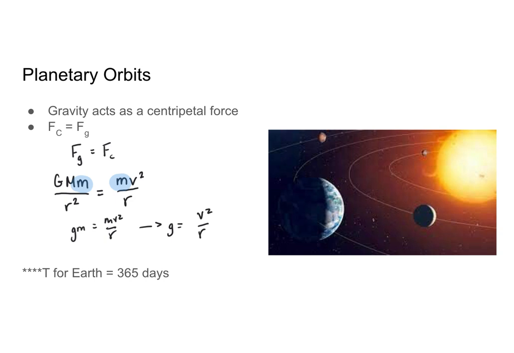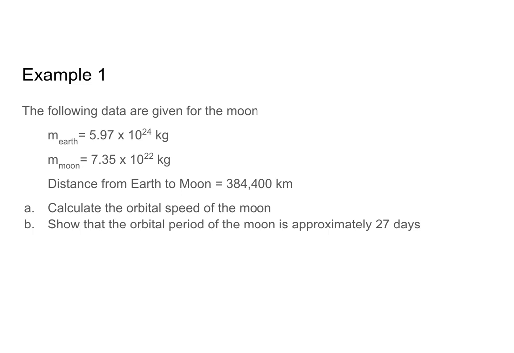Before I finish things, I also want to remind you that the period for Earth is 365 days, which is 365 times 24 hours in a day times 60 minutes in an hour times 60 seconds in a minute, in seconds. The other thing I want to point out is that the speed for Earth is equal to 2 pi r divided by T, or 2 pi r divided by 365 days. And this is going to be true for any object in orbit. So with that, let's go ahead and look at an example.